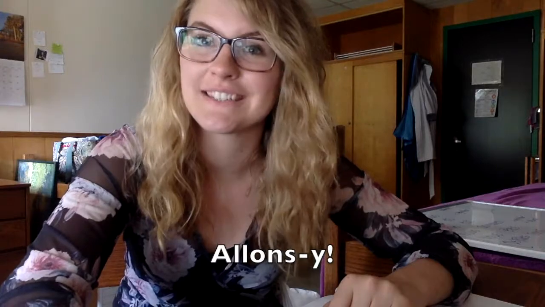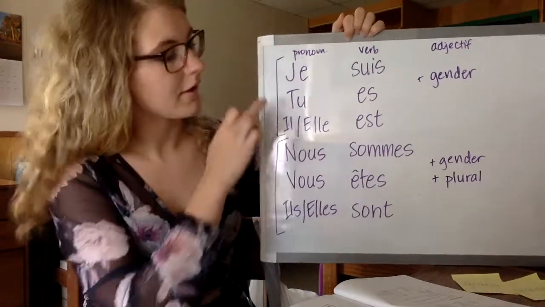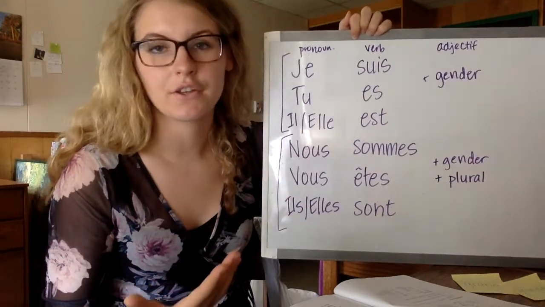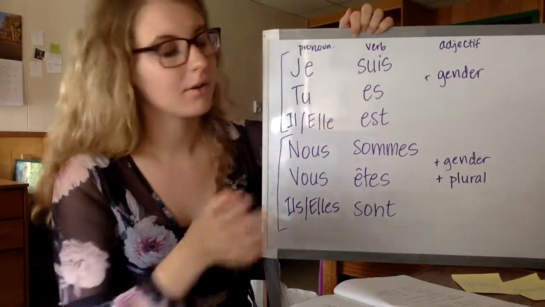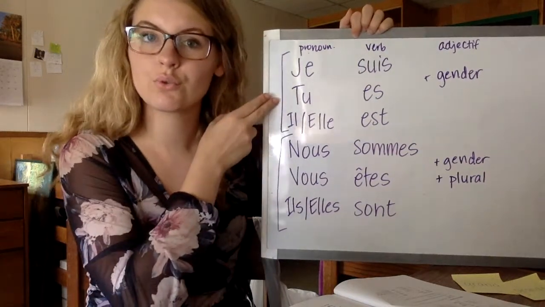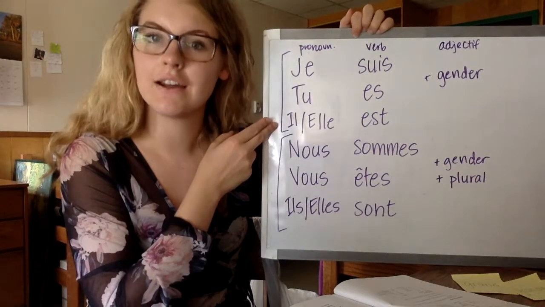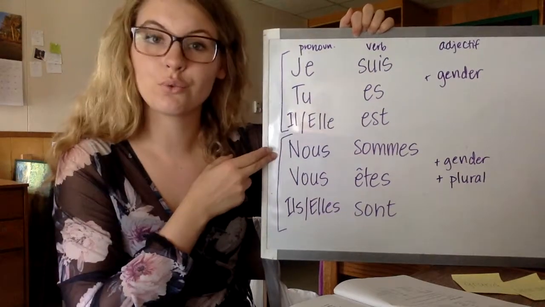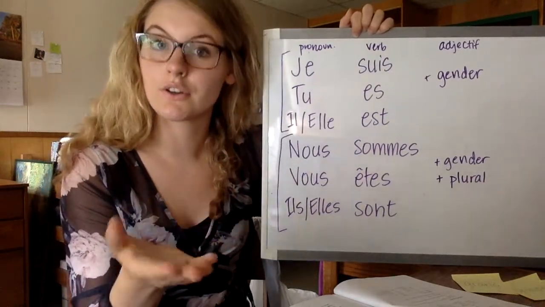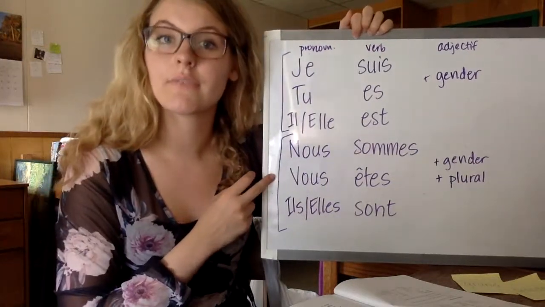So, allons-y, let's go. En français, in French, there are 6 groups, or technically 8 pronouns that are used based on the subject. We have je, which is like I in English. Tu, which is like you. Il, he, elle, she. Nous, we. Vous, you, plural, so if I'm talking to multiple people, or vous can serve as formal.